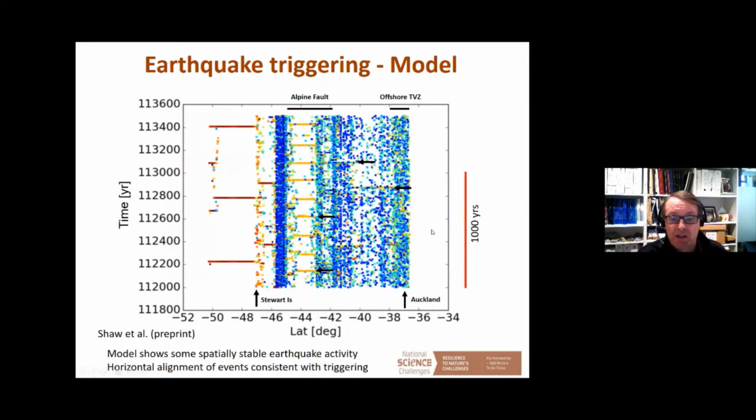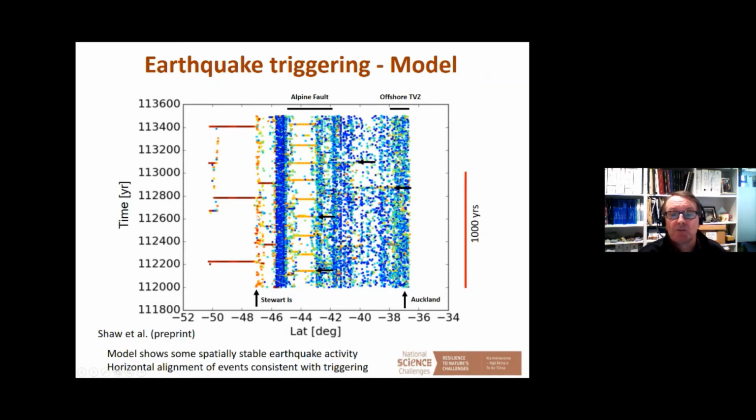The answer to that is yes. There are lots of examples of triggered slip events. So in this particular plot here, we've plotted time on the vertical axis and latitude on the horizontal axis. You can see these bands running up through the model here. They're essentially telling us that over this period of time, which is about 1500 years, we're seeing many of the earthquakes being located in the same sorts of areas. Just as a reference, Stewart Island down here and Auckland over here. The thing I want to focus on here are these horizontal lines.